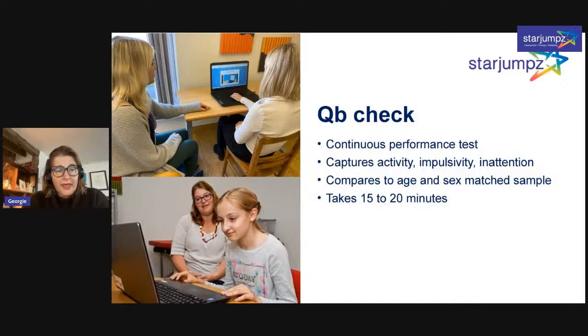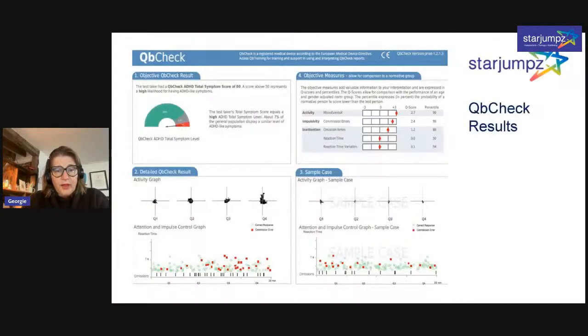And at the end, it gives us a really helpful graph, and it compares to a validated sample base, and then we can look at differences. And it gives a score out of 100. Anything above 10 is suggestive of ADHD, and the closer you get to 100, the stronger that evidence is. But it also then gives us a breakdown of movement, of impulsivity, and then attention.